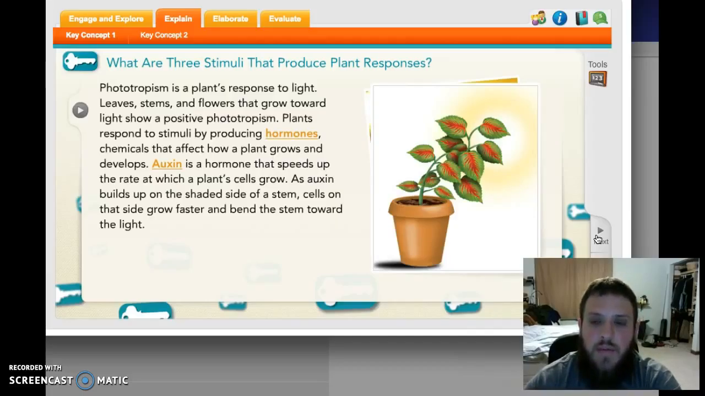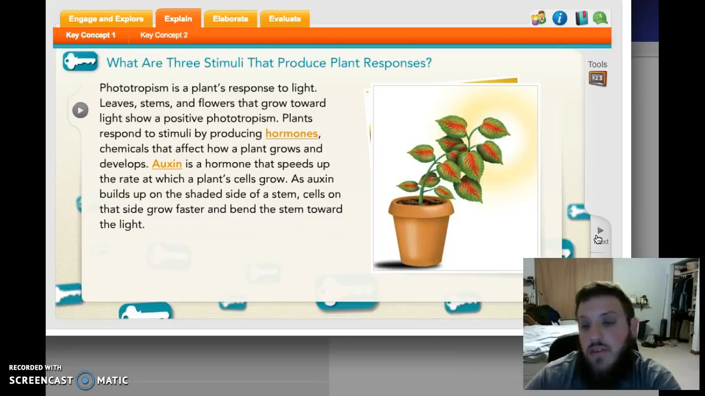Phototropism is how a plant responds to light. So leaves, stems, and flowers tend to grow and point towards light sources. This is called positive phototropism. You'll see this sometimes if you have a plant growing in a windowsill. The plant will grow towards the window to get closer to the light.